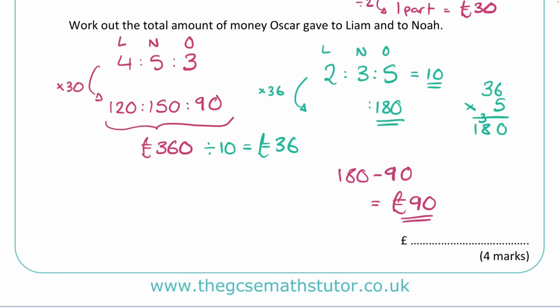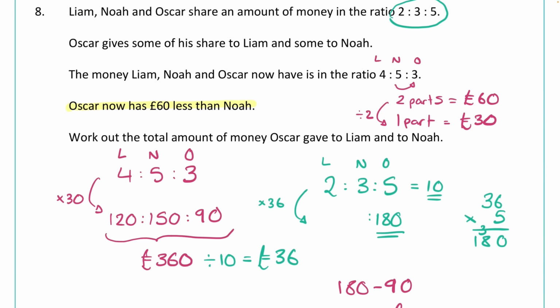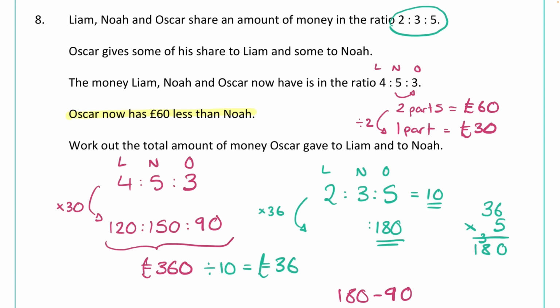We could obviously write how much he gave to each individual person, but it's not actually asking that. It's just asking us the total amount that Oscar gave to Liam and Noah. So there we go, that's obviously just sharing in a ratio, but it was a sort of two-part or two-step process there, thinking and working backwards into the past.